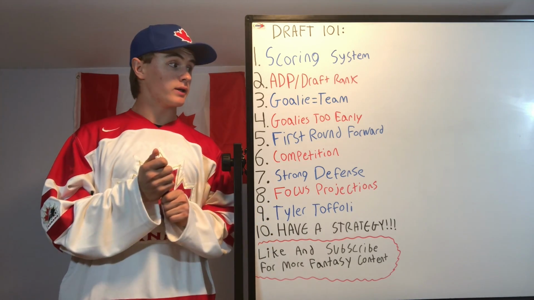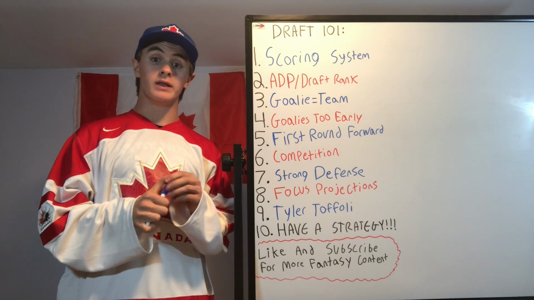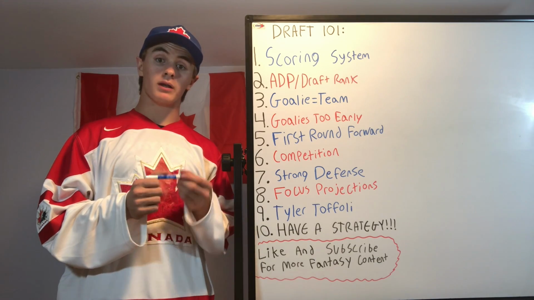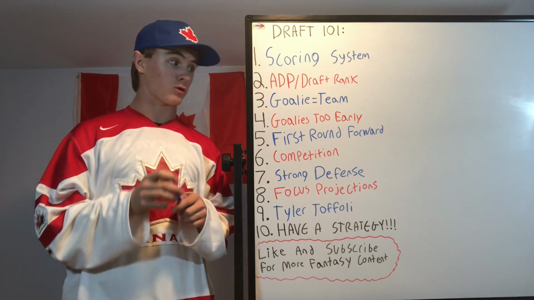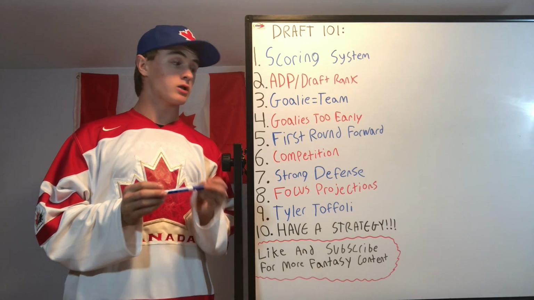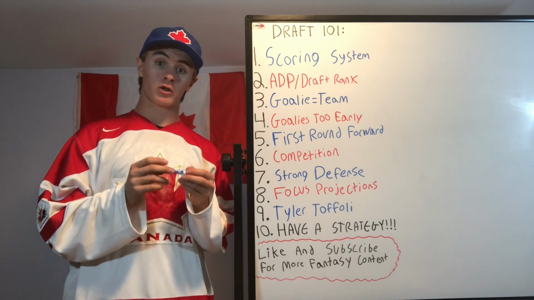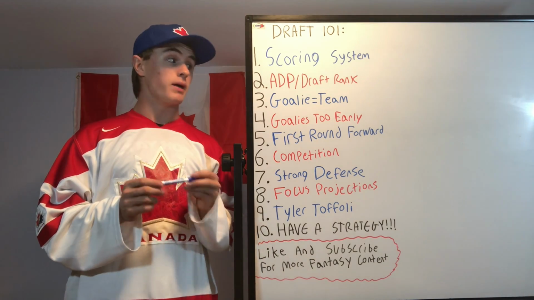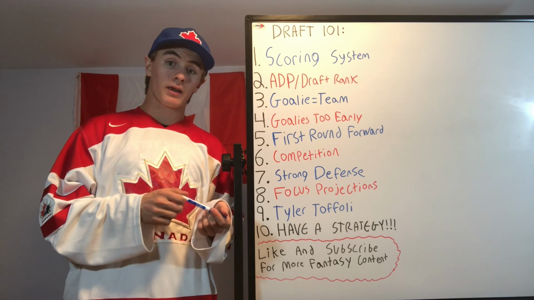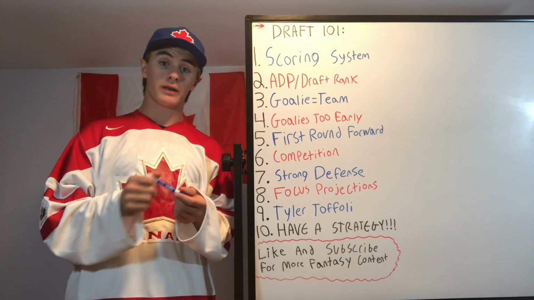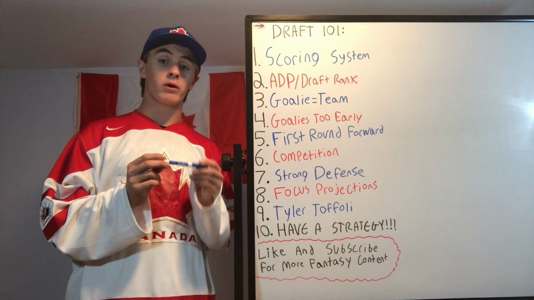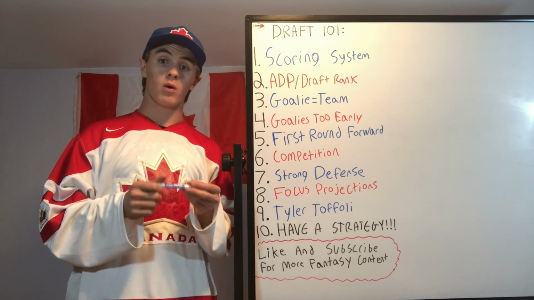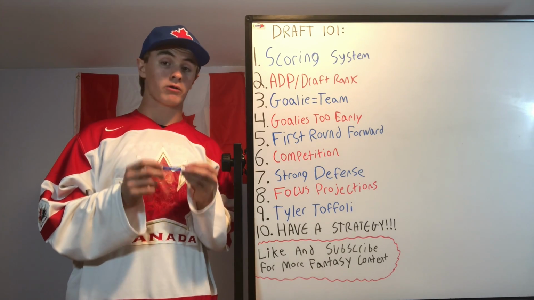The second one to take much note of is the risk of picking under ADP and draft ranking. ADP is also known as average draft position. This is one where I do find a lot of people struggle, especially newcomers to fantasy hockey, mainly because if you're picking off of a computer-generated list, the computer doesn't always know, and they don't really have insider information. One example of this, which I'll go into later, is a player like Tyler Toffoli.